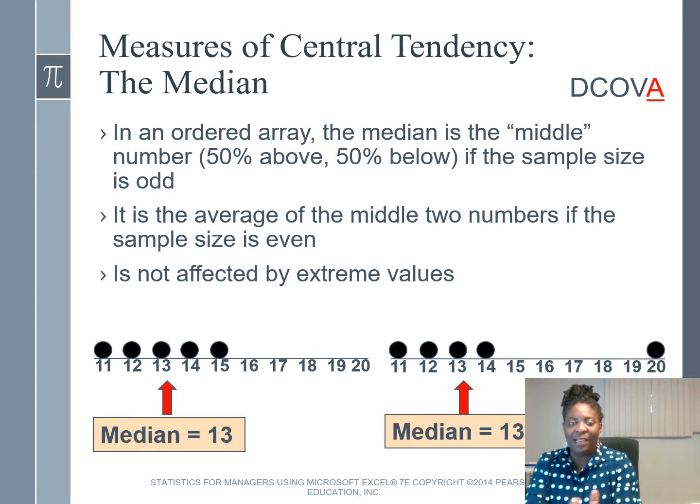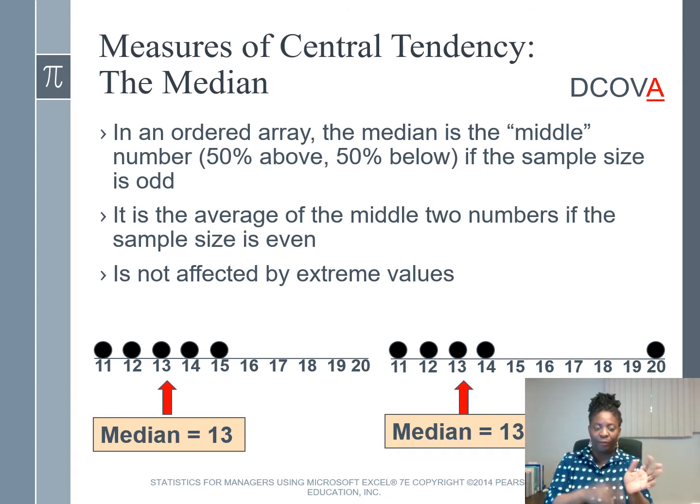Along with the mean being a measure of central tendency, the median is also another measure of central tendency. In an ordered array, in other words, you order it from lowest to largest or largest to smallest, the median is the middle number. 50% of the data is below it and 50% of the data is above it if the data is odd. Now, if it is even, then it is the average of the middle two numbers. The median is not affected by extreme outliers because it's a measure of position.